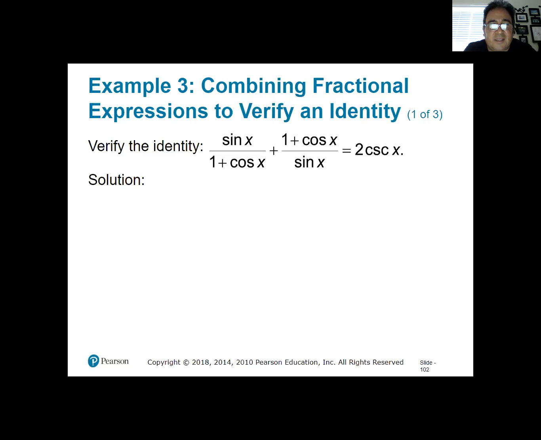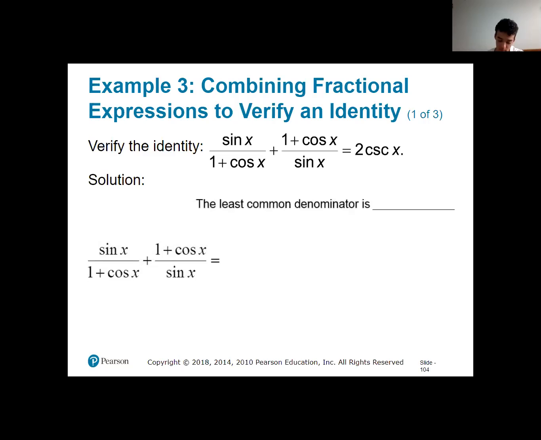But let's work with that. And notice those two fractions don't have a what? I need to have a what if I want to add them? A common denominator. So what's going to be my least common multiple of the denominators, also known as your least common denominator, aka your LCD? What is the LCD? Sine of x times the quantity 1 plus cosine of x. That's going to be my LCD.